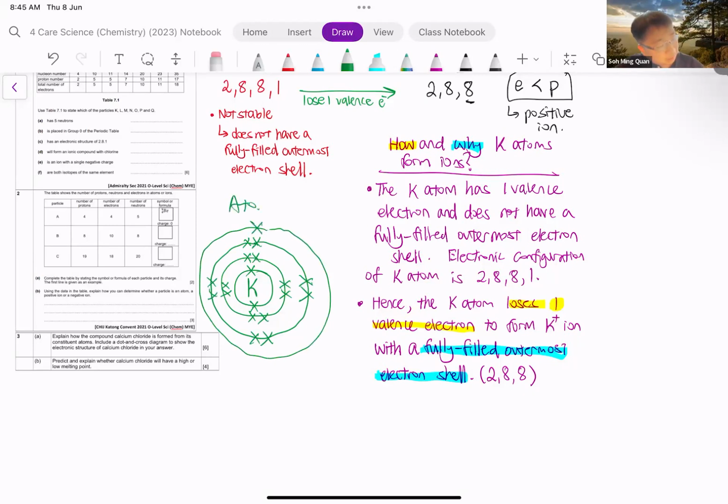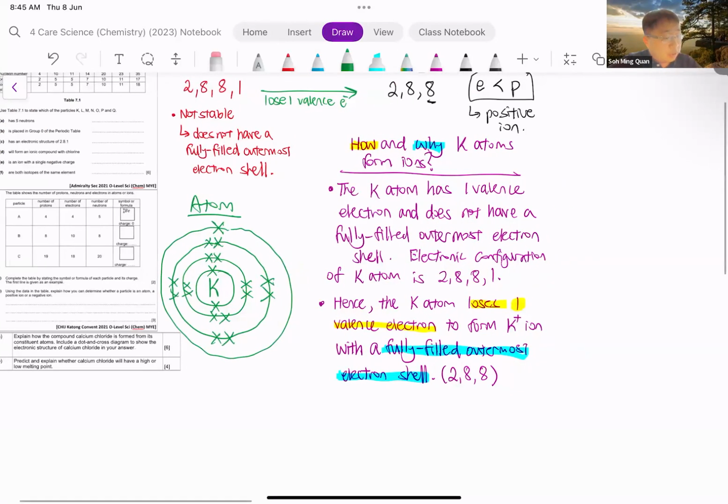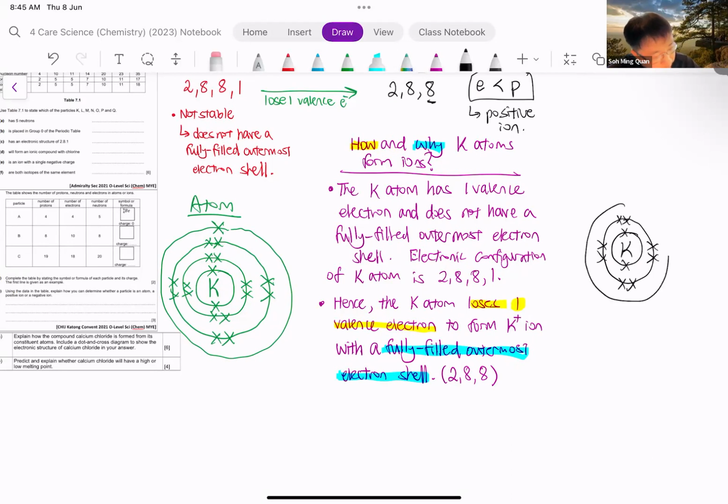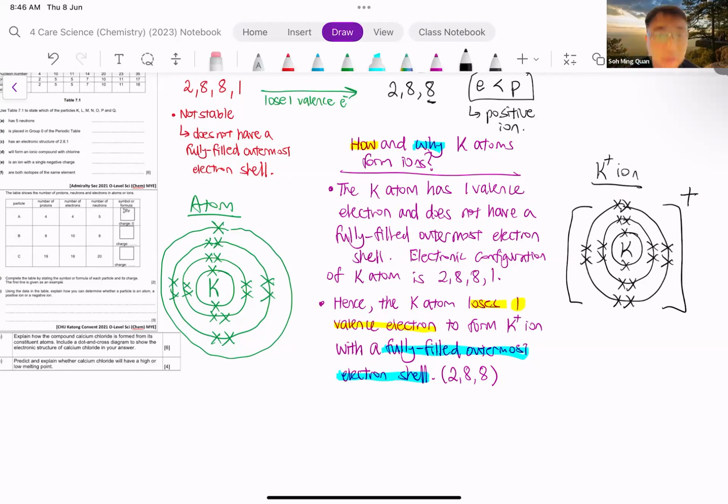This is the atom, right? How do you draw the ion then? And the ion is just 2, 8, 8. Basically you draw 2, 8, 8. Remember, for ions, you have to enclose them in a square bracket and put the charge outside. So this is the ion. Right? So that's for potassium.